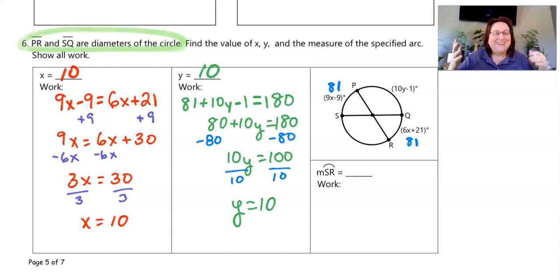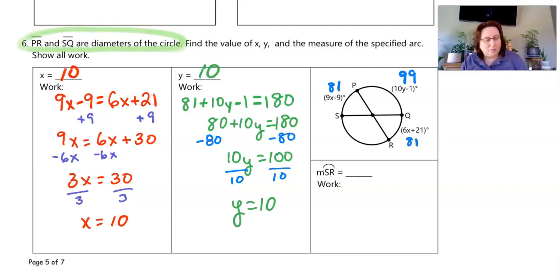How'd you guys do? Yes, it's also 10. X and Y both equal 10. Okay, so take a look at my work now. What we just did there, part plus part equals the whole, and our whole in this case was 180. So now we know what Y is, so we can go and plug it in. 10 times 10, that's 100, minus 1 is 99.